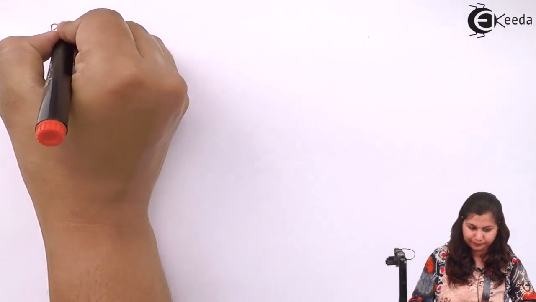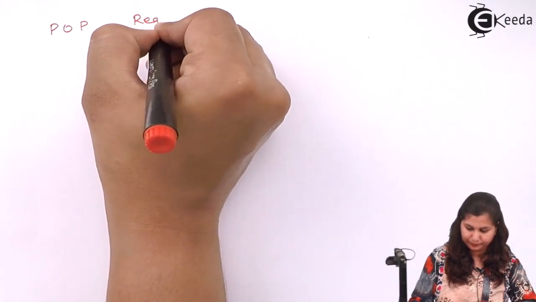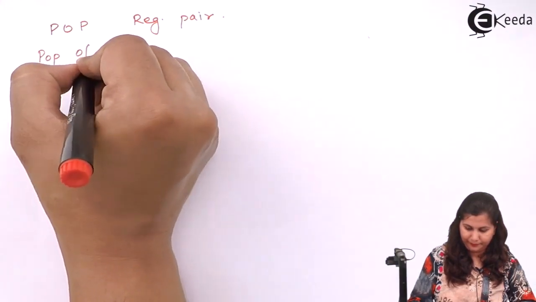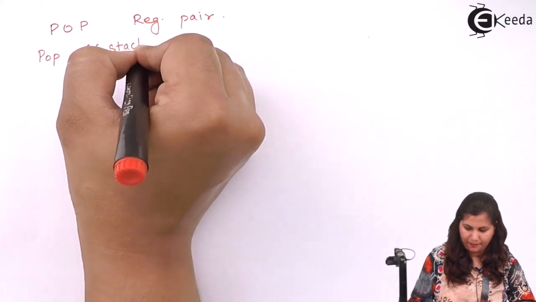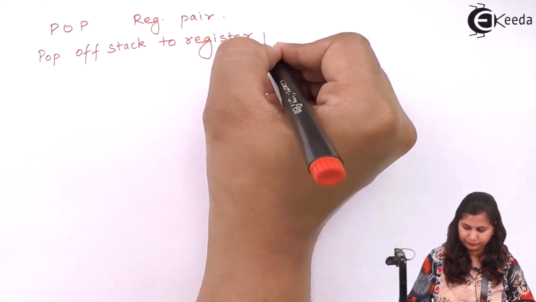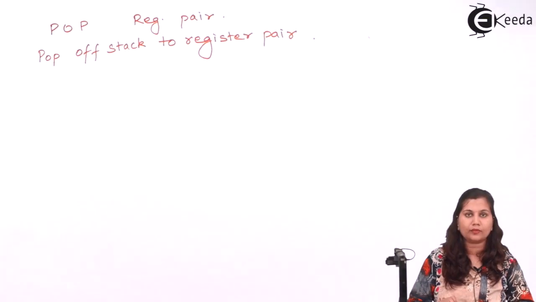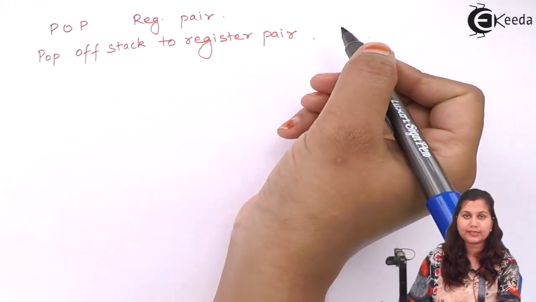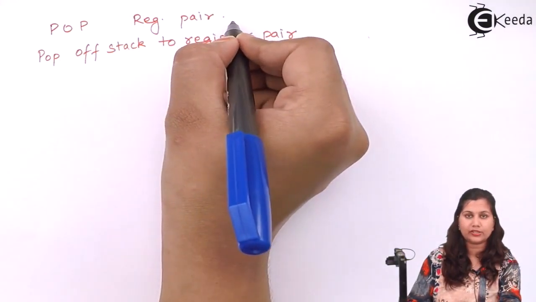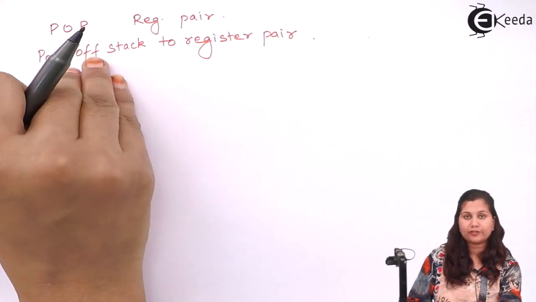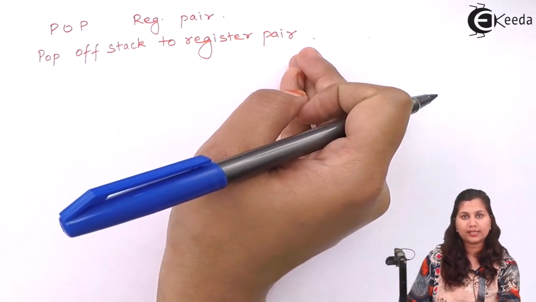Then we have pop instruction. So this instruction is also related to the stack operation. Here the operand is the register pair and it will pop off the stack to the register pair. So the contents of the stack will now go to the register pair.